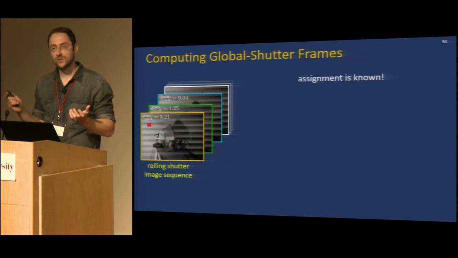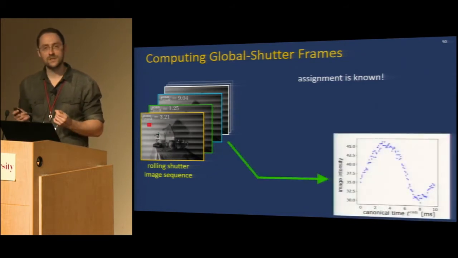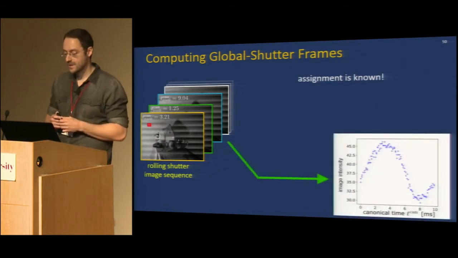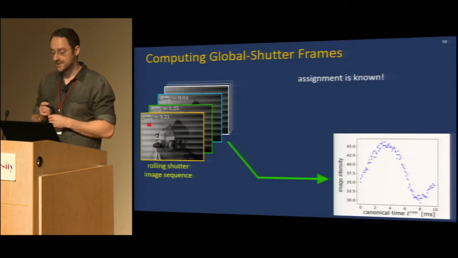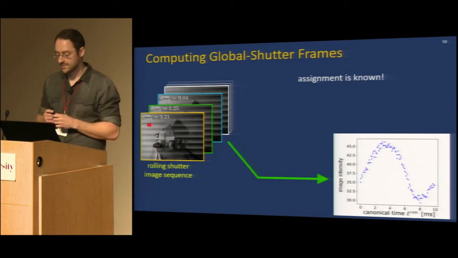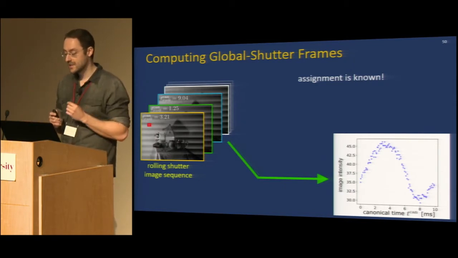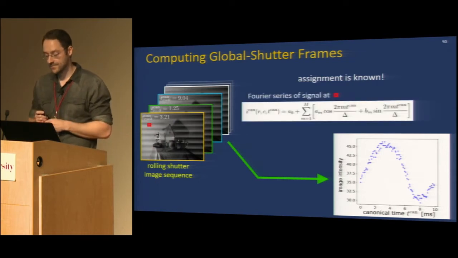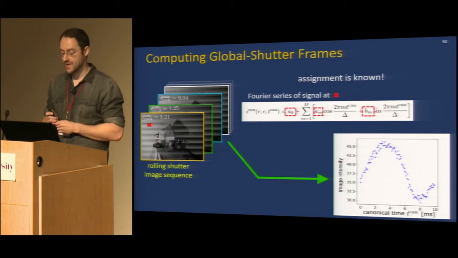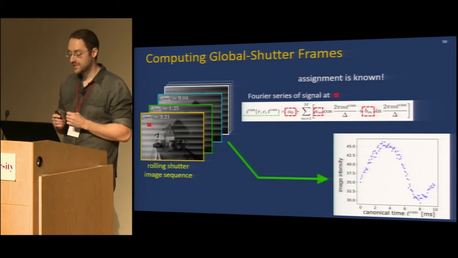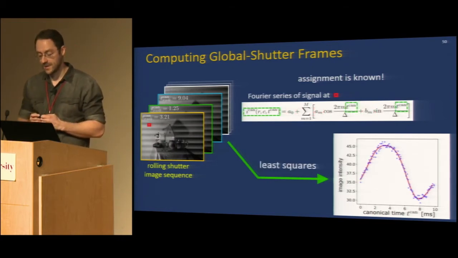So, after we find the canonical times, we still need to estimate the signal per pixel. Well, according to our model, the signal at each pixel is periodic. Therefore, it is natural to present it using a Fourier series. At each pixel, we have m unknown coefficients, and we apply least squares optimization to estimate them and recover the signal.